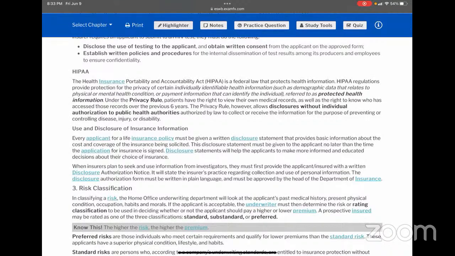All right. The privacy rule, however, allows disclosure without individual authorization to public health authorities authorized by law to collect or receive the information for the purpose of preventing or controlling disease, injury, or disability. So y'all know at the end where it has all those signatures, and do y'all remember seeing HIPAA?